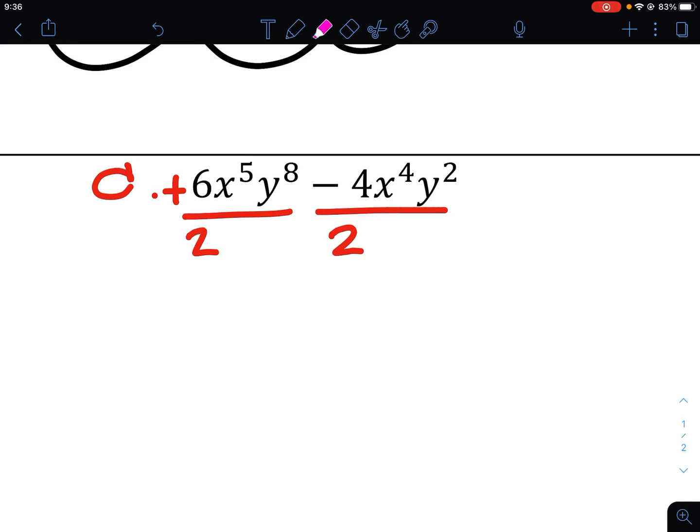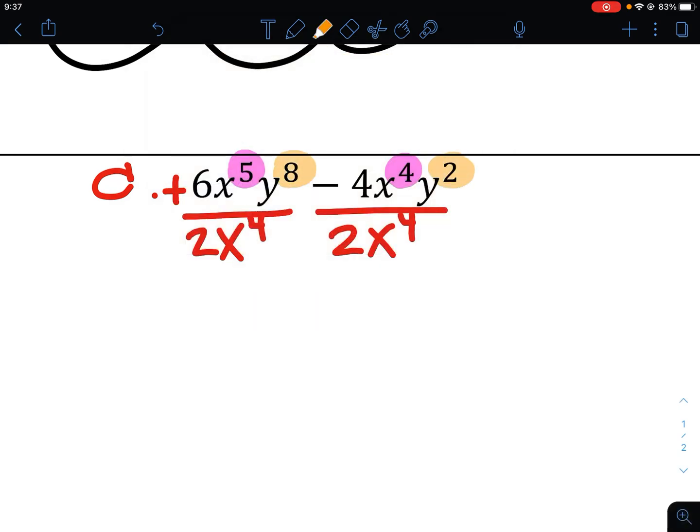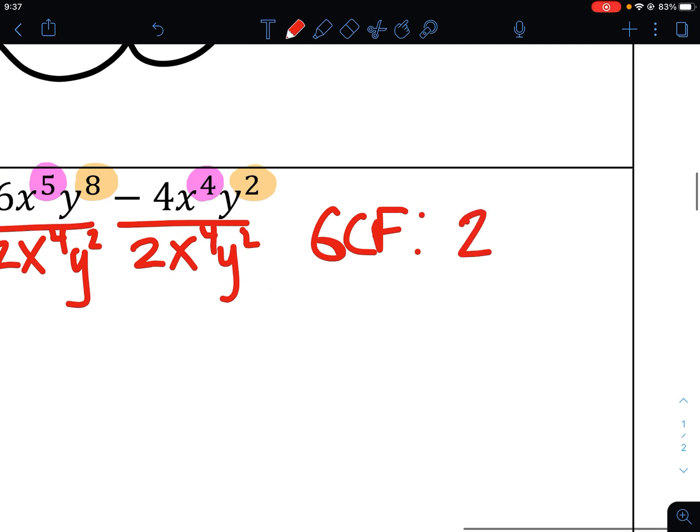And then I look for the smallest exponent. So between a 5 and a 4, we're going to use the 4 because that's the smaller. And between the 8 and the 2, we're going to use the 2, because that is the smaller of the two. So the GCF is 2x to the 4th y squared.